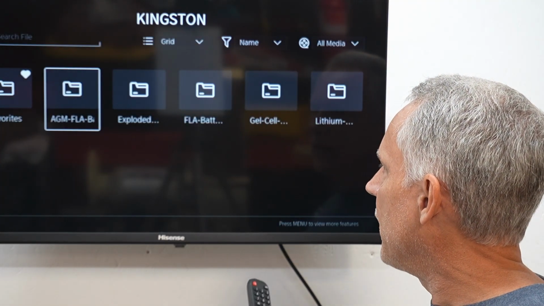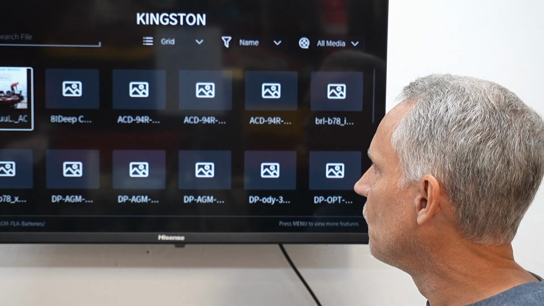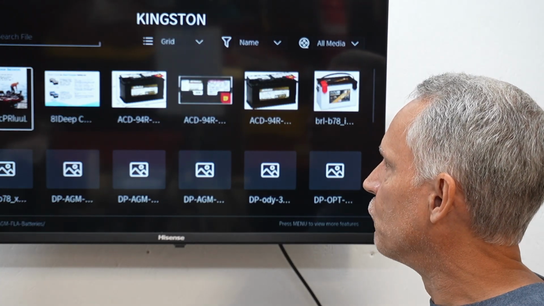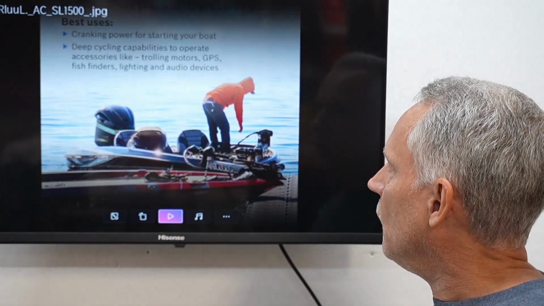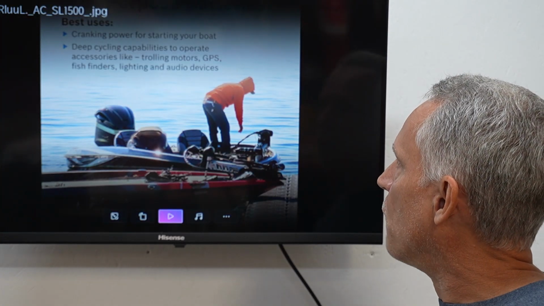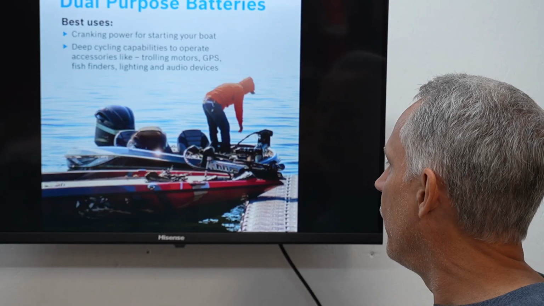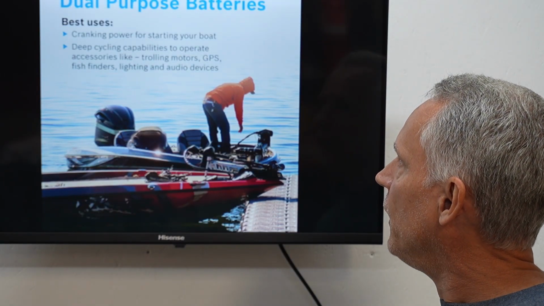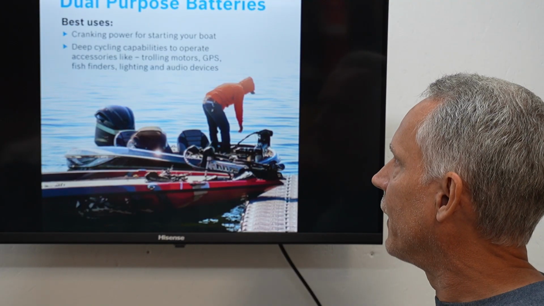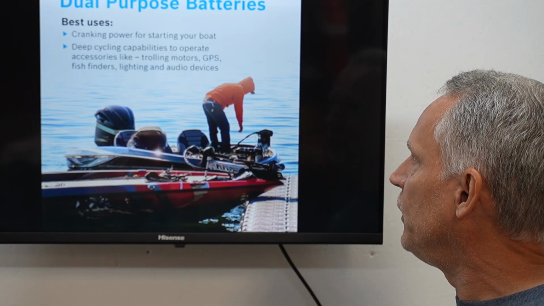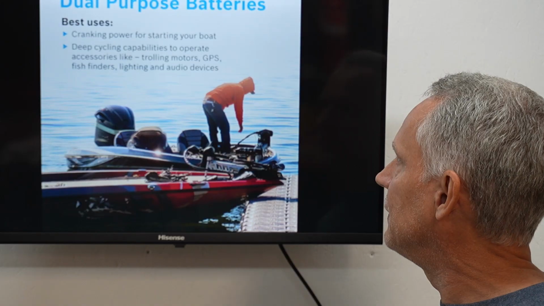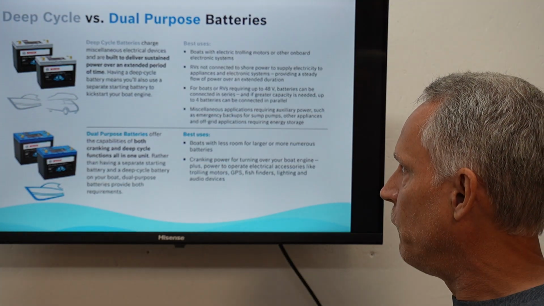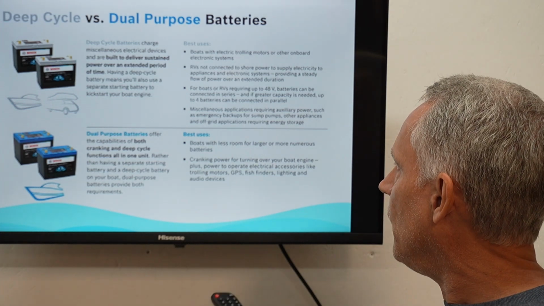Okay, so from there, I'm going to go back. Let's look at some AGM batteries. Let me pull this up real quick. Let's go over this just real quick. So I mentioned before about your dual purpose batteries, right? And this is a Bosch battery advertisement. And you'll see dual purpose batteries, cranking power for starting your boat, deep cycling capabilities to operate accessories like trolling motors, GPS, fish finders, lighting, and audio devices. Right? Deep cycle versus dual purpose batteries.